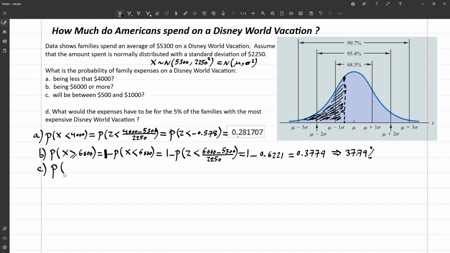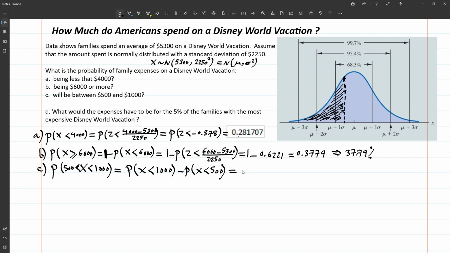Okay, so this time we are asking what is the chance that X is greater than 500 and less than 1,000. In that case, we can say this is the probability that X, or expenses, is less than 1,000 minus the probability that expenses is less than 500. Each of them is just computed by using the CDF.